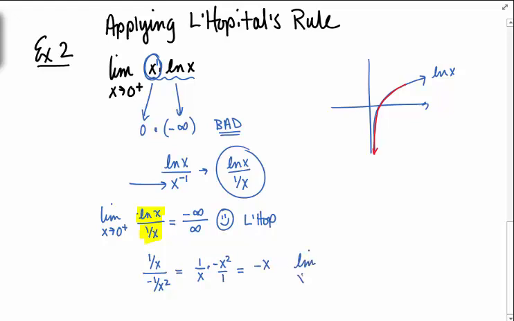The limit as x approaches 0 from the right of negative x is 0. So we are done. We've got our limit. This limit has a value of 0, but we're going to arrive via this route.